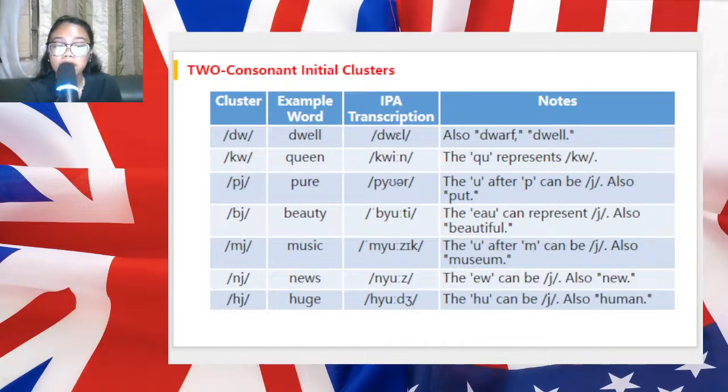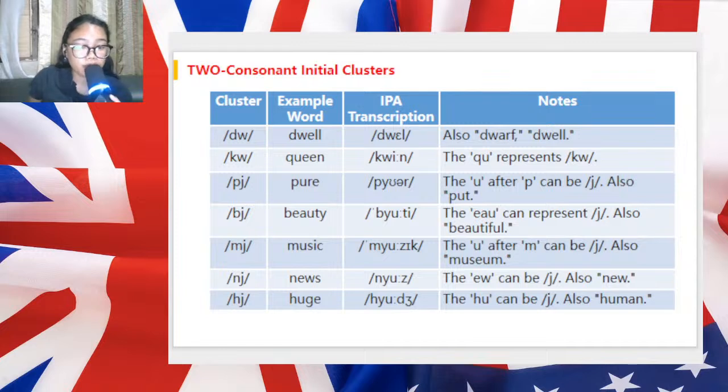Now we are moving into a series of clusters that involve the J sound. Not J sound, but the Y sound. Okay? Y sound, or the letter Y sound. It's just that the IPA symbol of it is the letter J. But it's the letter Y sound, okay?